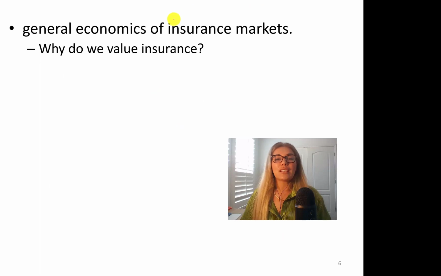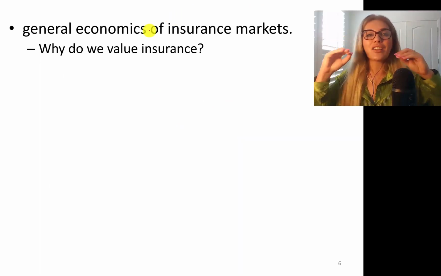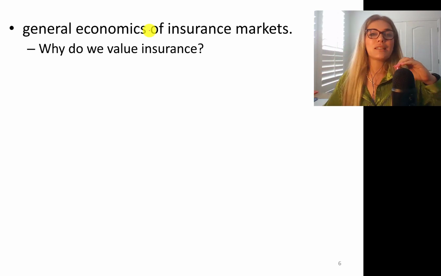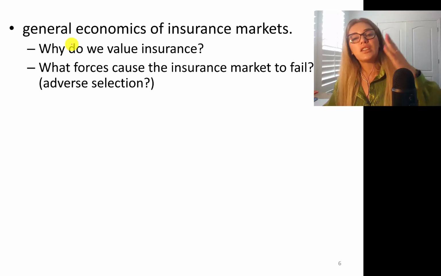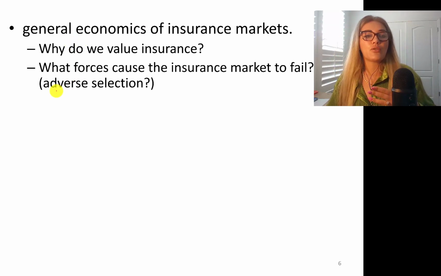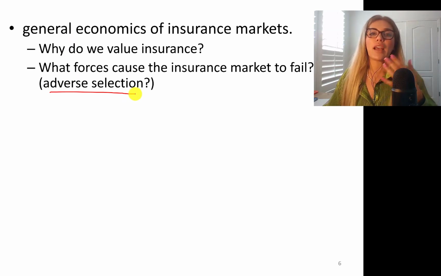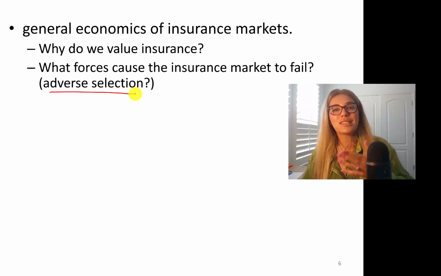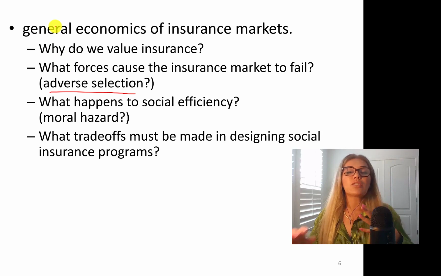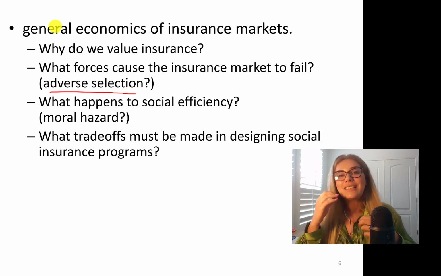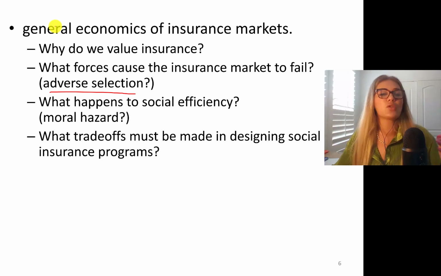Okay. So let's talk about the general economics, how economic ideas apply to insurance markets. So why do we value insurance, right? What forces cause the insurance markets to fail as well? So we are going to talk about what we call adverse selection. If those people who are more accident prone are more likely to get insurance, then the insurance markets may fail. So what happens to the social efficiency in the presence of moral hazard? We'll talk about that. So what trade-offs should we make in designing the best optimal social insurance programs?